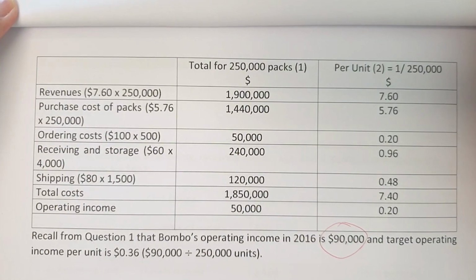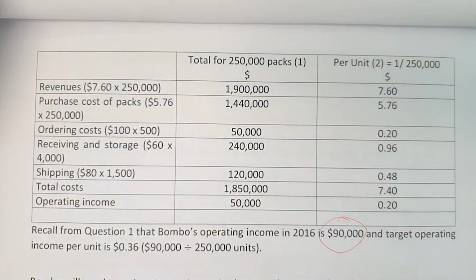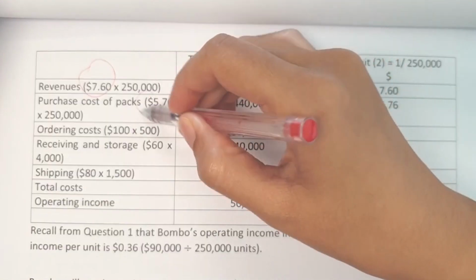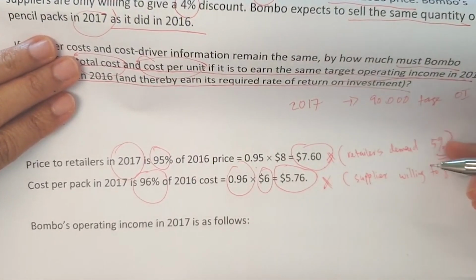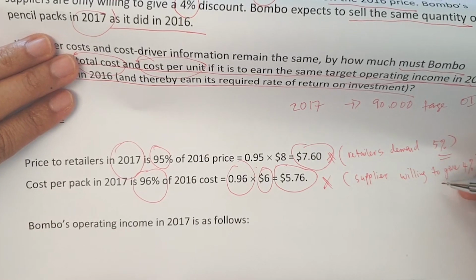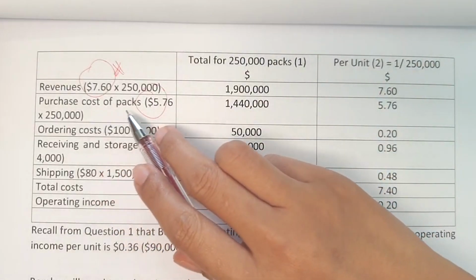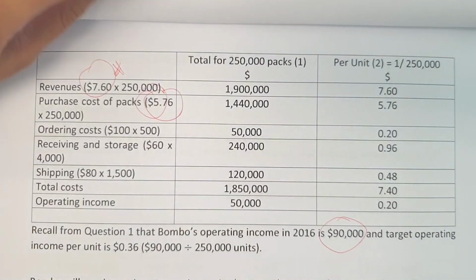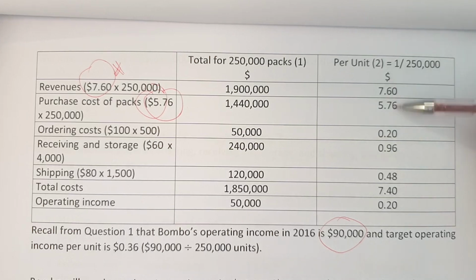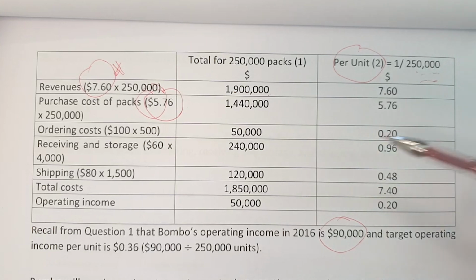Basically all other things in this calculation are similar, except for the revenue and the purchase cost. For the revenue, we use the new price of 7.6 after we consider the 5% discount that we will give to the retailers. The purchase cost of the pack is 5.76, the new price after we consider the 4% discount that we can get from the supplier. This calculation is per unit. As I already explained before, you have to divide this figure by 250,000 to get the figure per unit, and all other things remain the same as in the first question.